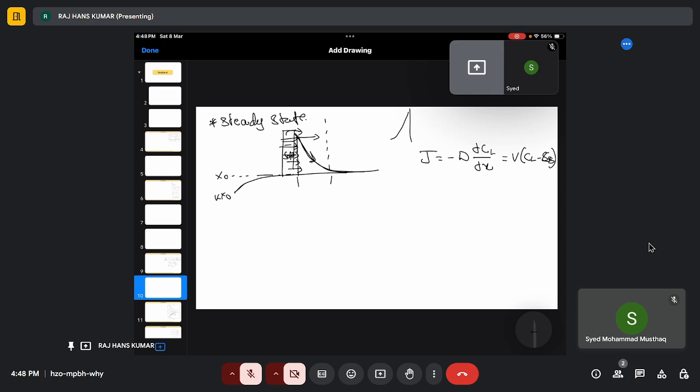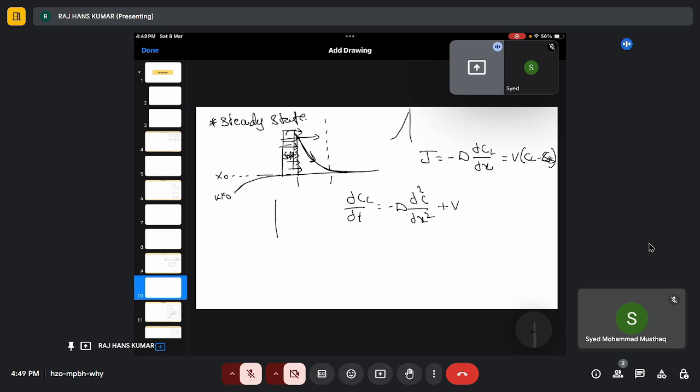Now, if you try to solve this equation, right? So we will have, or we can even solve another form, right? How do we solve that? So dou Cl by dou T will be equal to D dou square C upon dou x square. If this front is at a constant, what if it is moving?